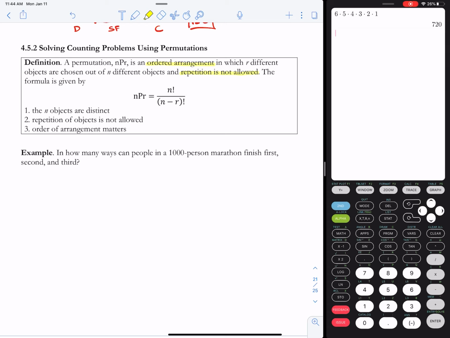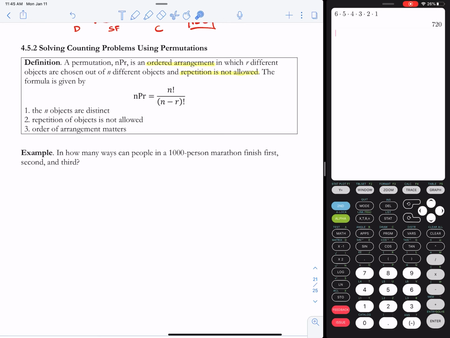So let's look at the formula. N permute r equals n factorial over n minus r factorial. And what we have here on the left-hand side are the parameters that need to be met to utilize permutations. The first one is the n objects are distinct. What that means is that you could tell them apart from one another. There's various labeling, various arrangements within that. Different coding can be utilized on it. 2 would be repetition of objects is not allowed. And then 3, order of arrangement matters.